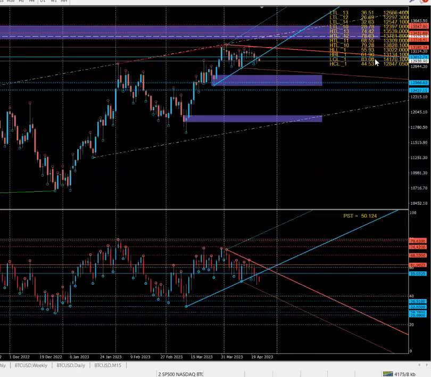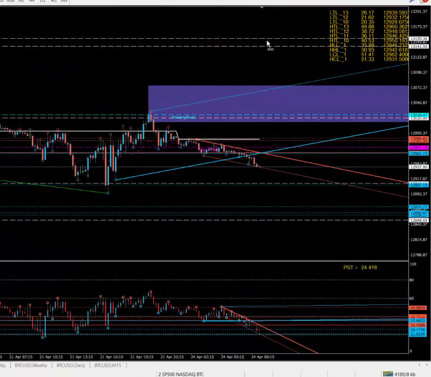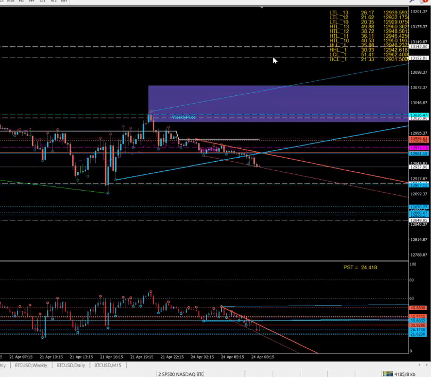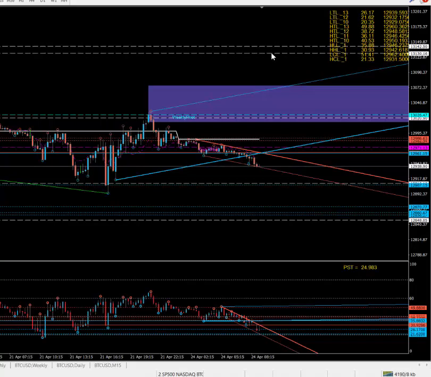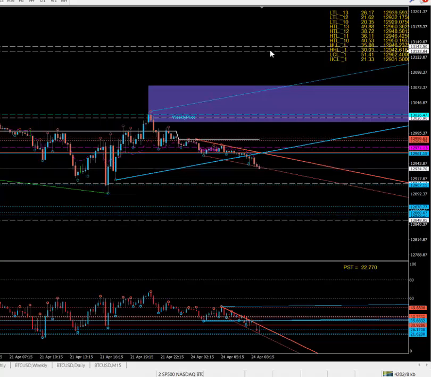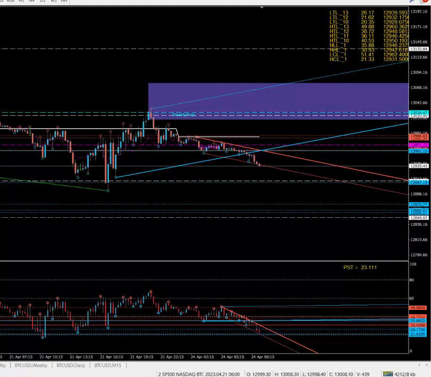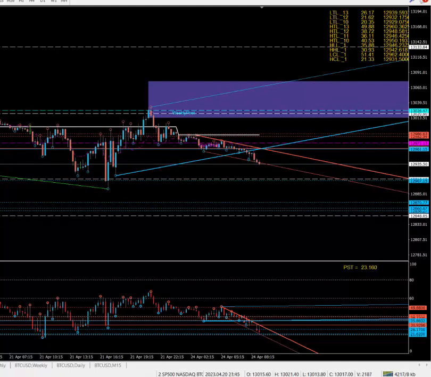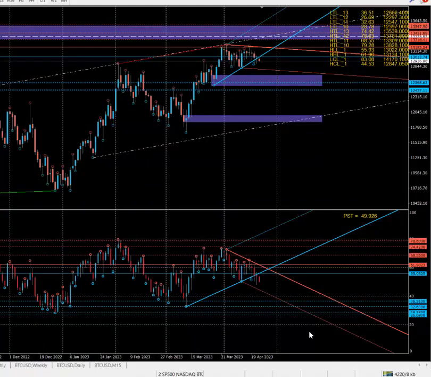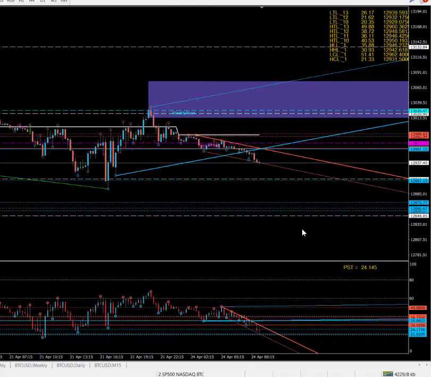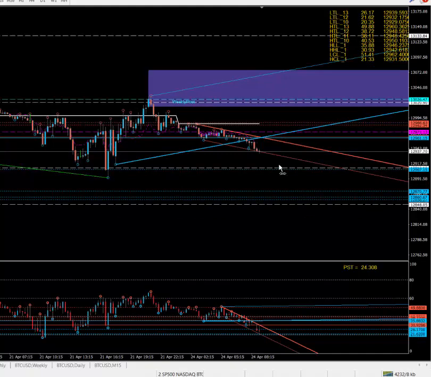And that one is 61, which is 13,134. Those are the two levels. So it's around here. Okay, we'll get rid of that. Okay, that's that. What about the first target? HCL1 12847. 12847 is there, so I'm going to get rid of this.